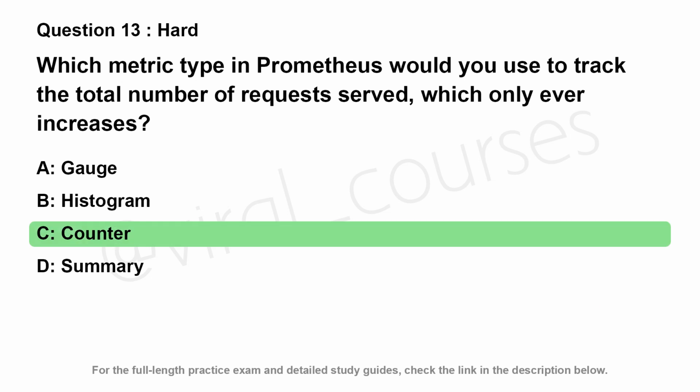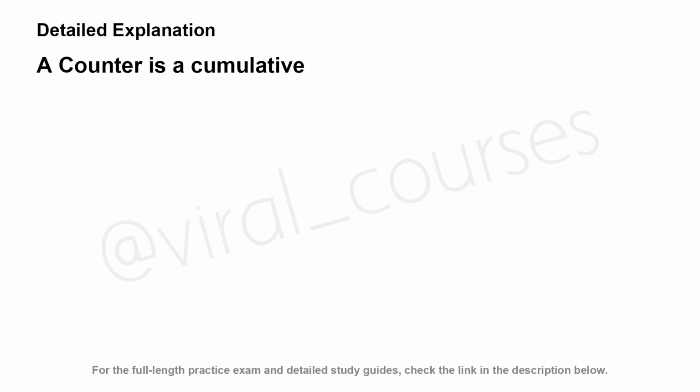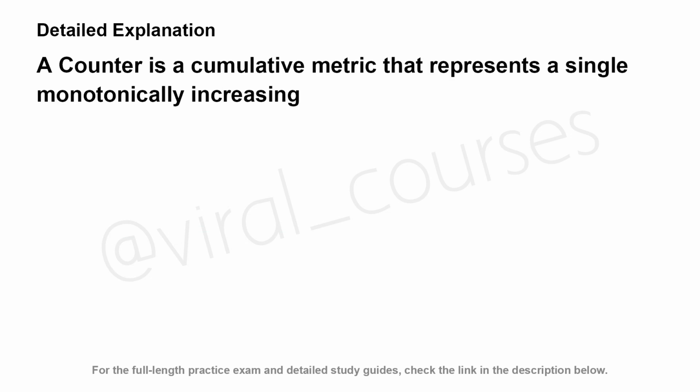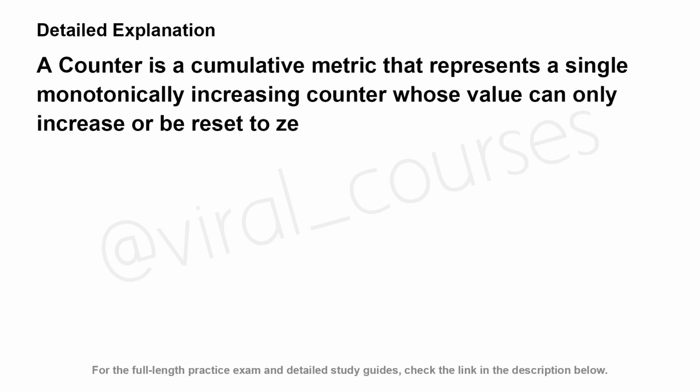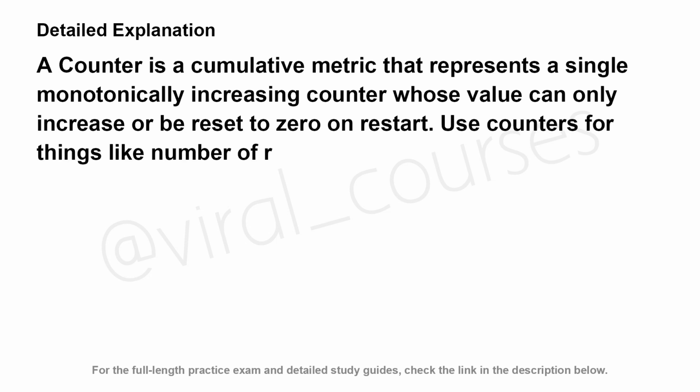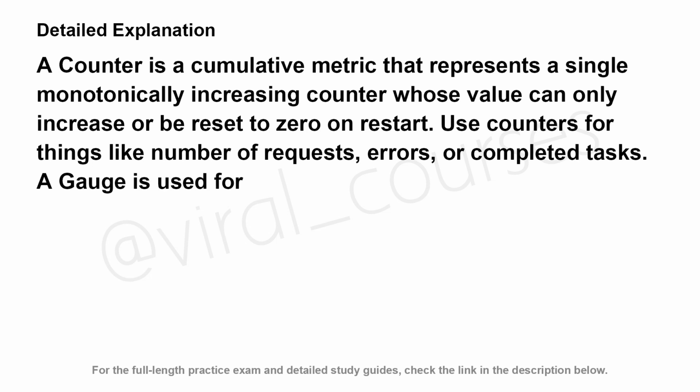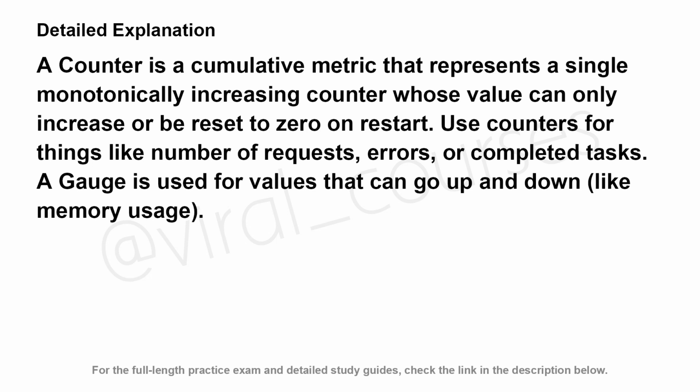The correct answer is C. A counter is a cumulative metric that represents a single monotonically increasing counter whose value can only increase or be reset to 0 on restart. Use counters for things like number of requests, errors, or completed tasks. A gauge is used for values that can go up and down, like memory usage.